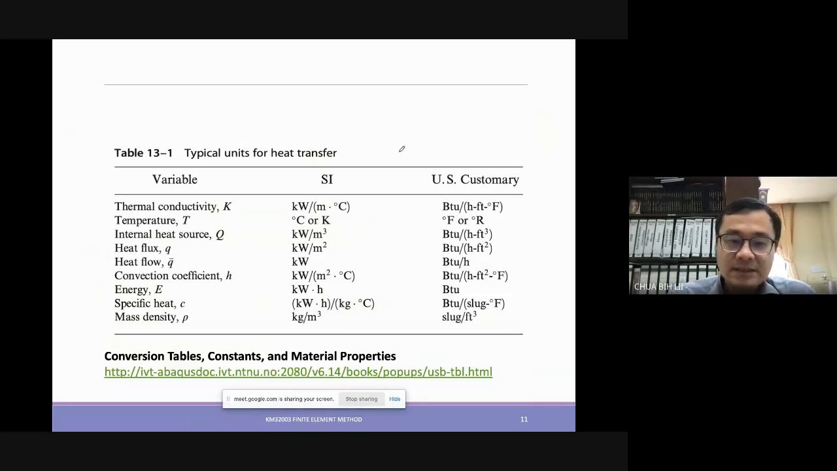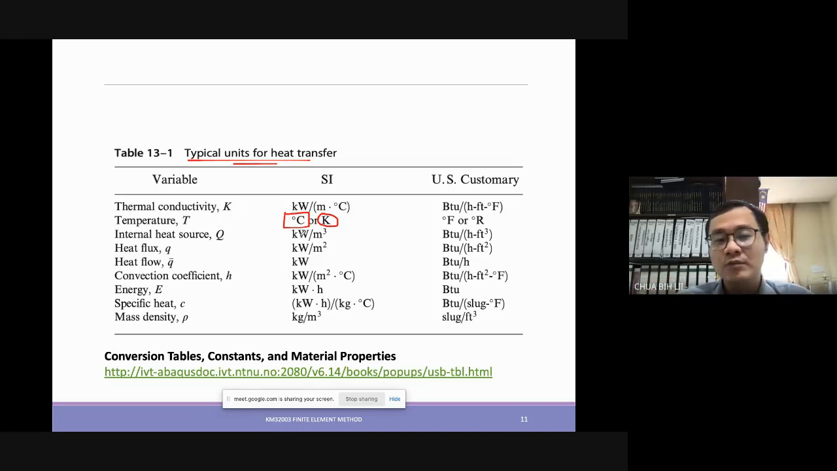Next is just a table which you may have seen previously. We have to set the units for the heat transfer to be consistent. Normally in finite element, everything is in the form of Kelvin. But if your software allows you to define your starting temperature, then you may be able to define the temperature in degrees Celsius, which you relate to Kelvin, where 273.15 Kelvin equals 0 degrees Celsius. So you may define your starting temperature.